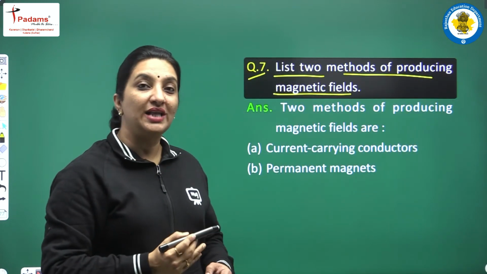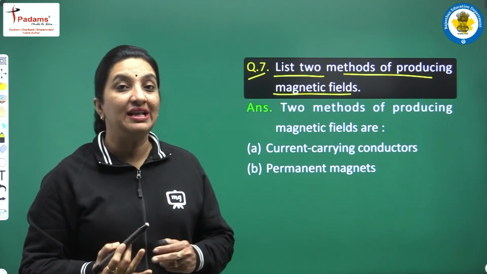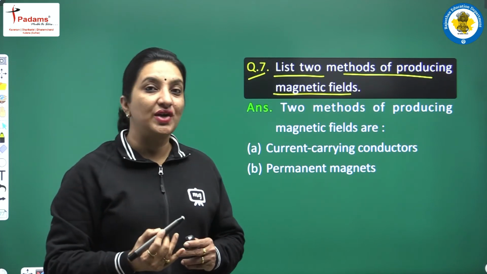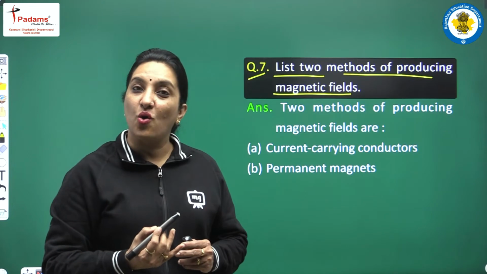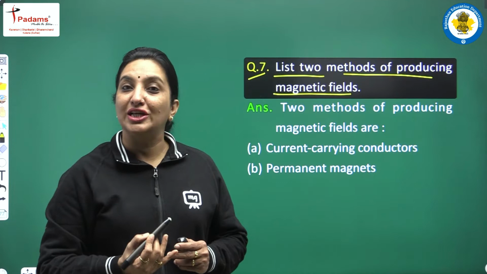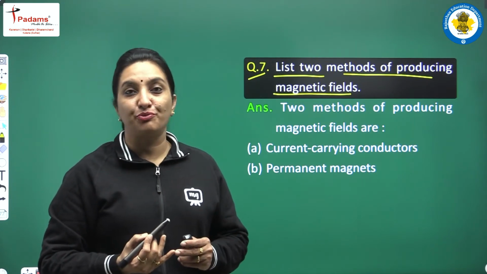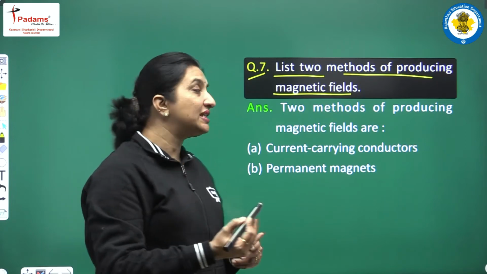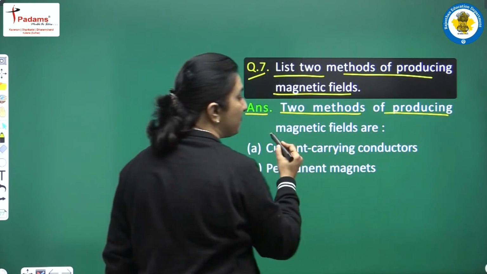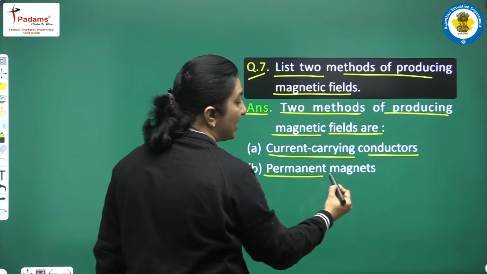Now students, we know that magnetic fields are produced by sources of magnetic field. That is, the sources of magnetic field can be a current carrying straight conductor, a current carrying coil, or we can have permanent magnets, or we can have electromagnets. So all these are the correct answers to this problem. Now they have asked only 2 sources. So here we will write the answer like this. 2 methods of producing magnetic fields are current carrying conductors and permanent magnets.